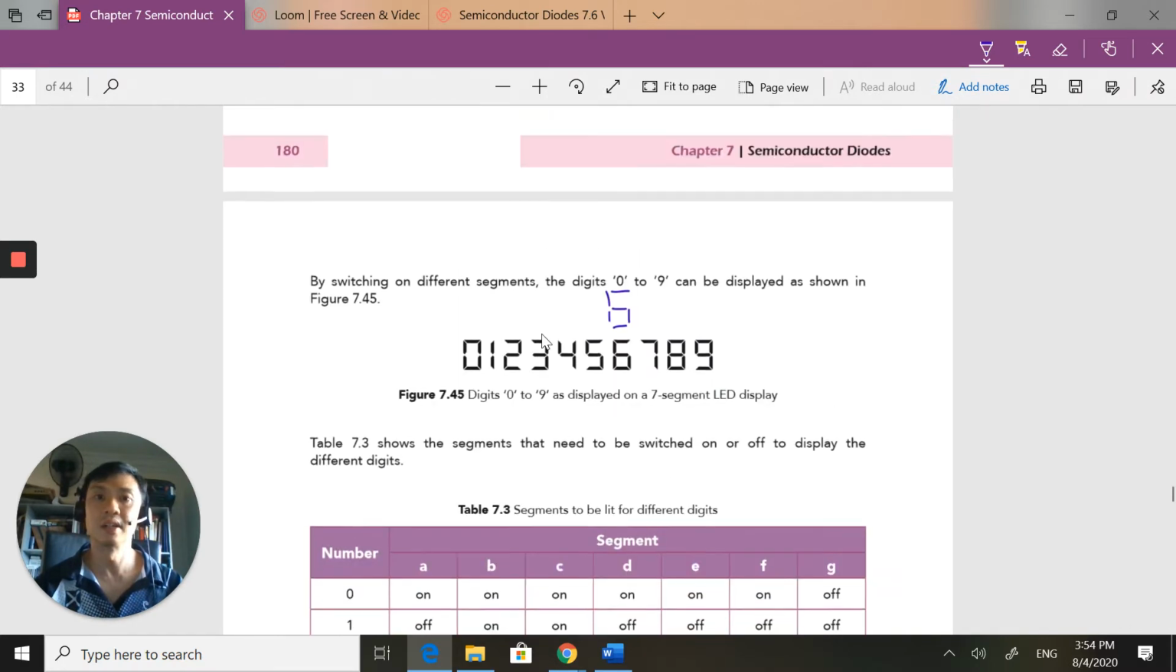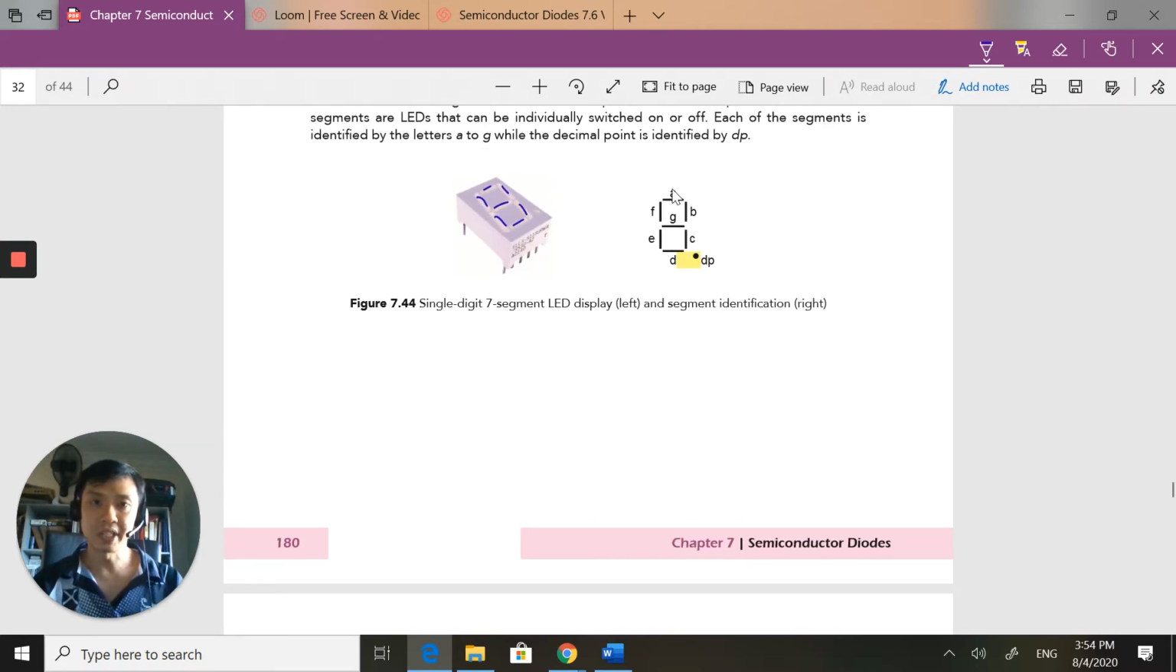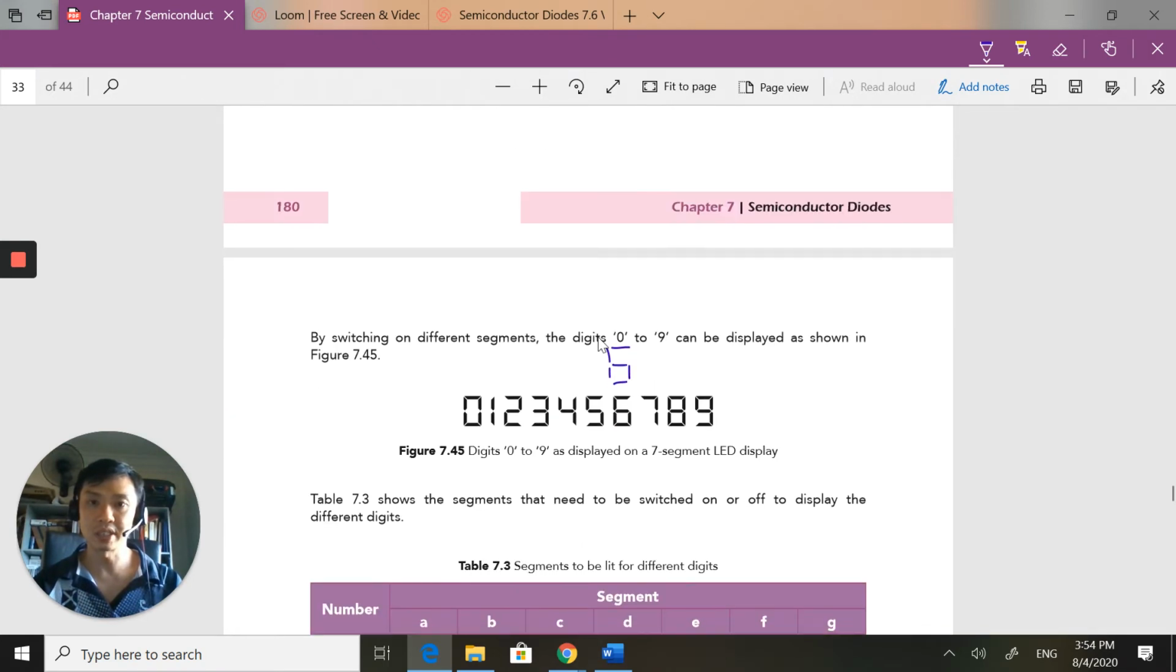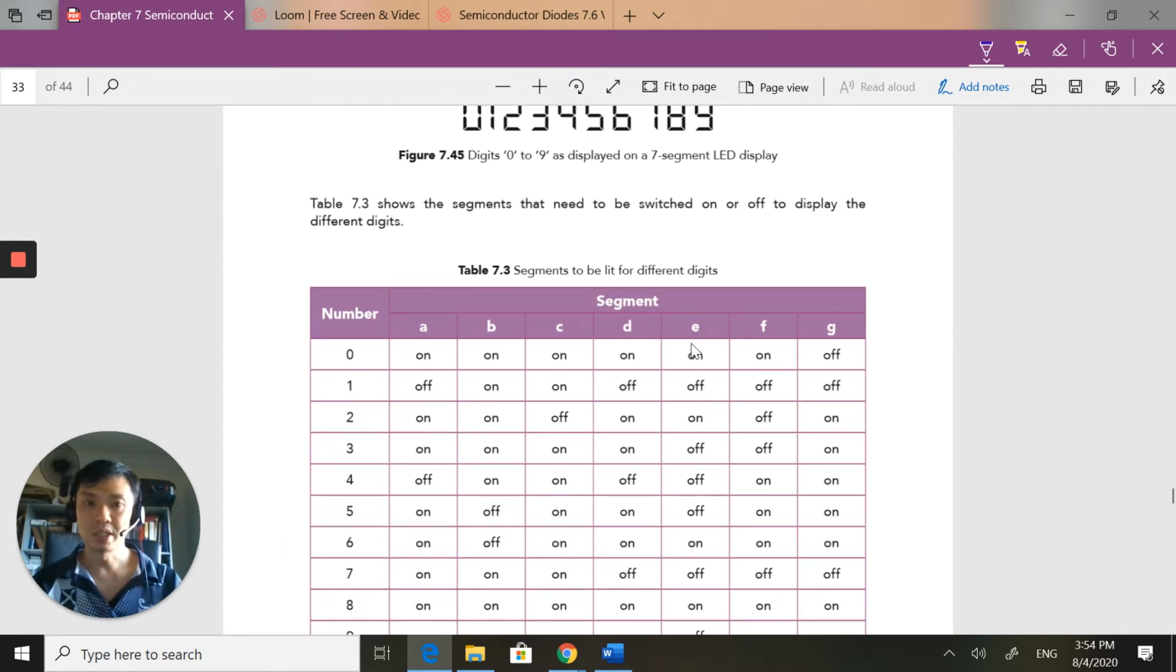segments. So if I label this A, B, C, D, E, F, and the middle one G, if I want a number 0, I have to have A, B, C, D, E, F. So I turn on everything except G. If I want 1, I will turn on B and C. That's all. If I want 2, I will turn on A, B, G.